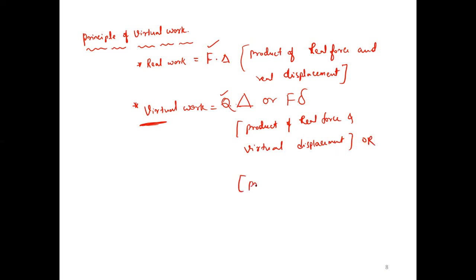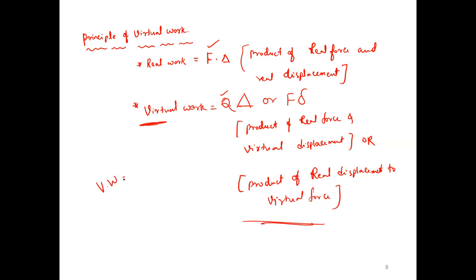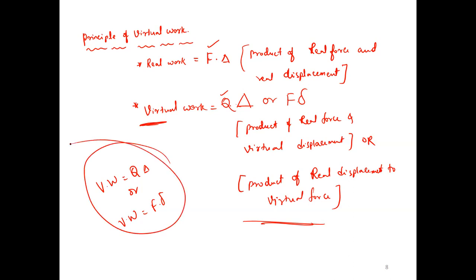or a product of real displacement and virtual force. Either one is imaginary, the other one is real. This is very, very important. Virtual work is a product of Q into delta, or a product of F into delta. But here both are real.